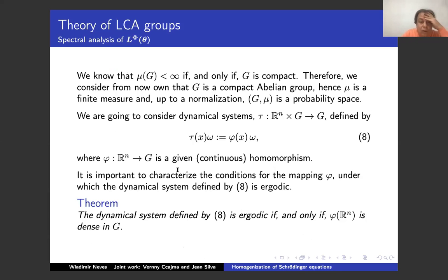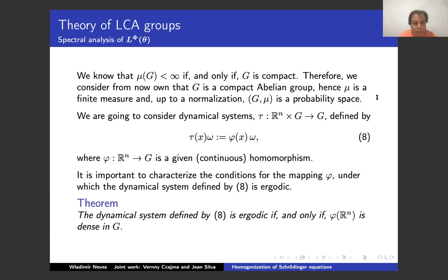So since we know that the measure of G is finite only if G is compact, and since we are going to interpret G as your set omega, which is a probability set, I mean, you are going to consider a probability measure, we would like to consider just G with mu finite. Therefore, from now on, we are going to consider that G is a compact group. And hence, up to normalization, we could consider that (G, mu) is a probability space.